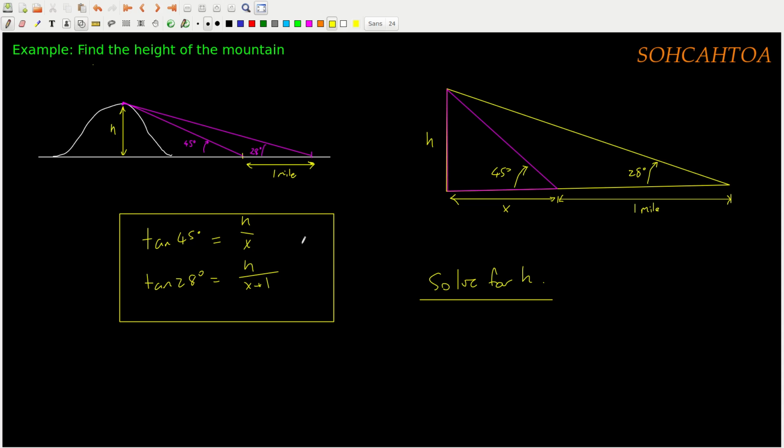So that's your homework. Find h as a length. Find the height of this mountain. That's one of our homework problems for today.